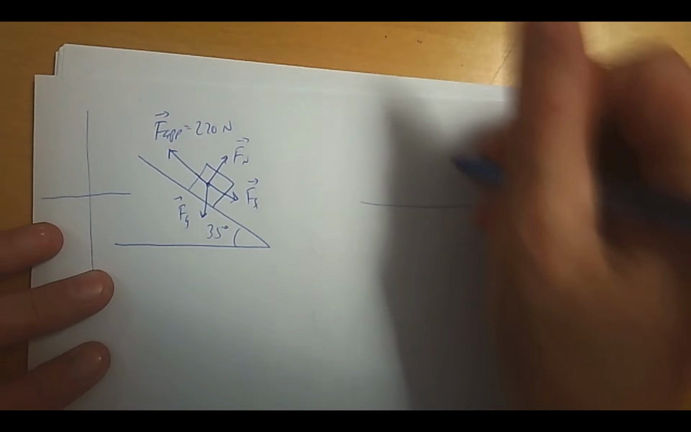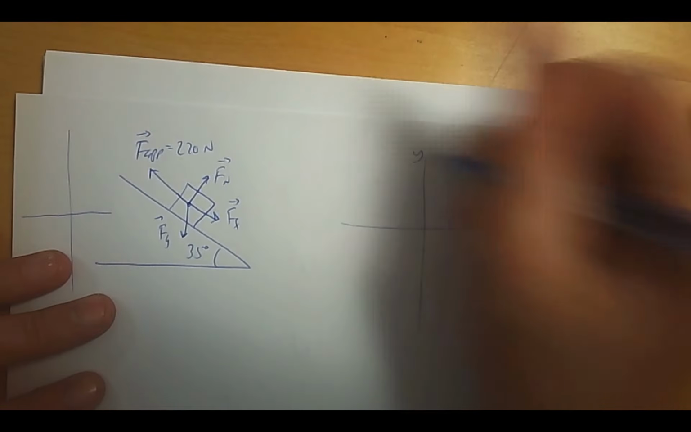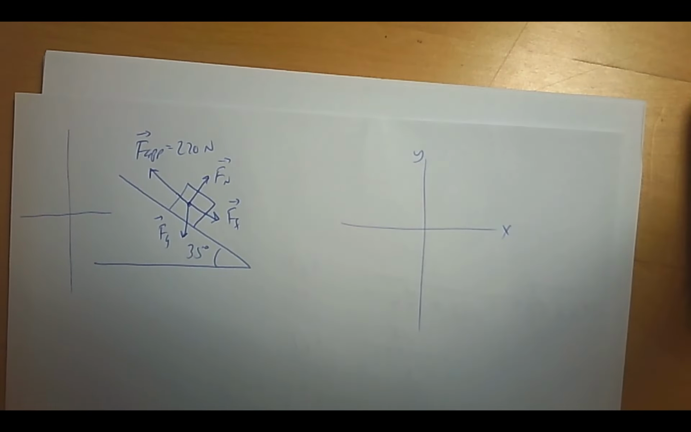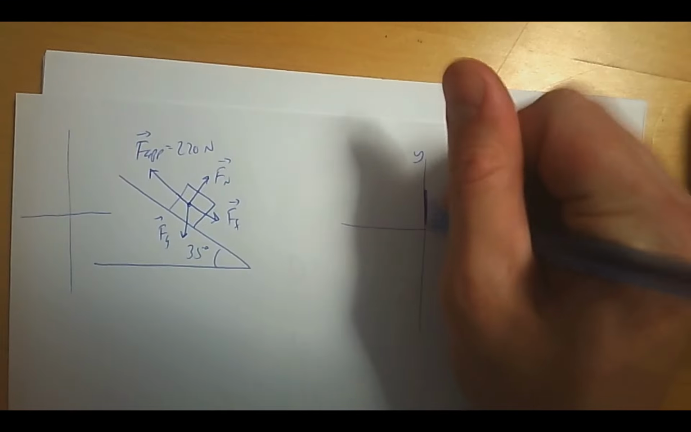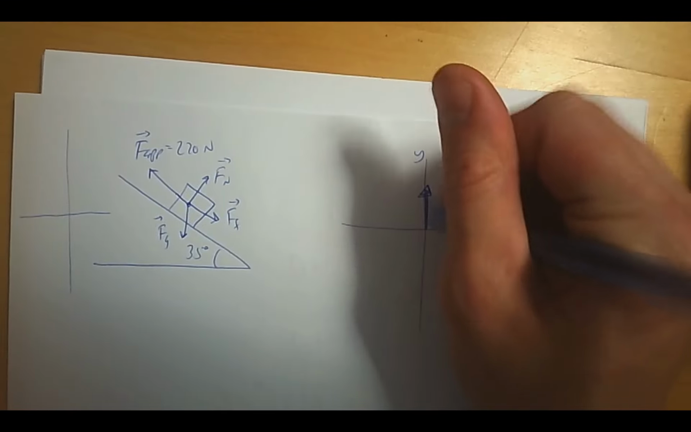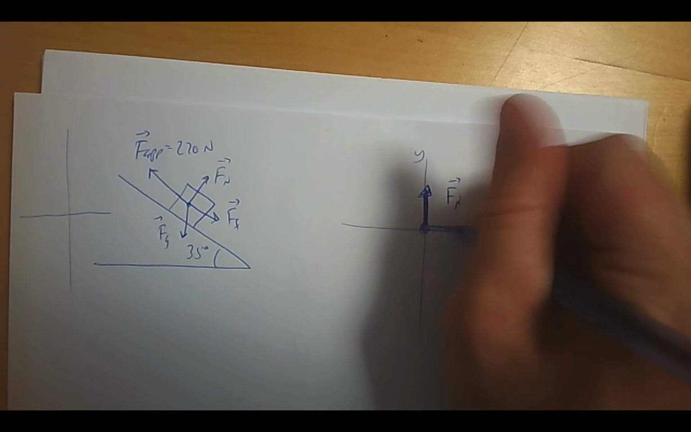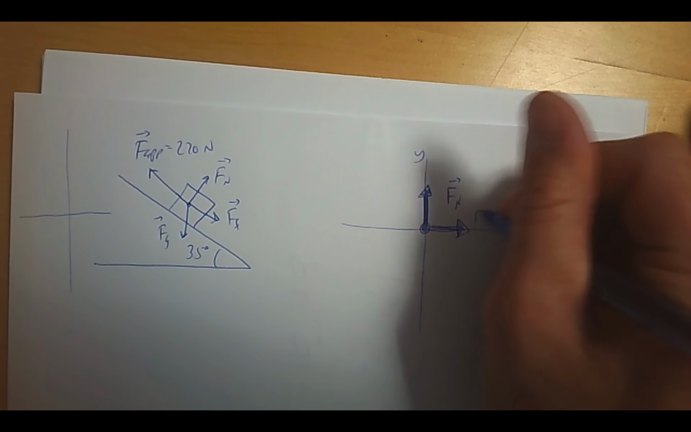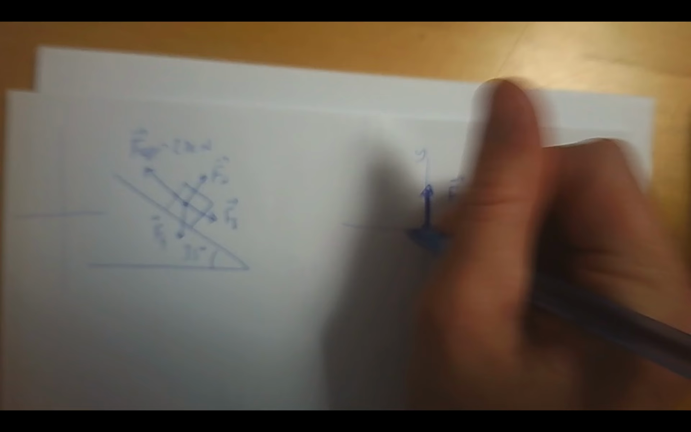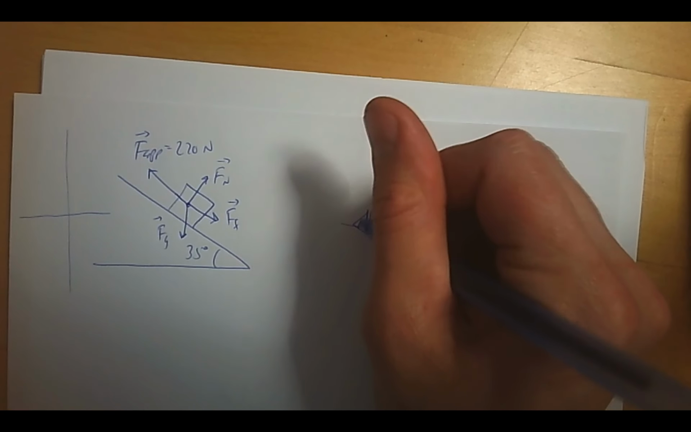So I would have something that looks like this. Here's my y, here's my x. I would have my normal force pointed up. I would have my force of friction pointed to the right. I have my applied force pointed to the left.